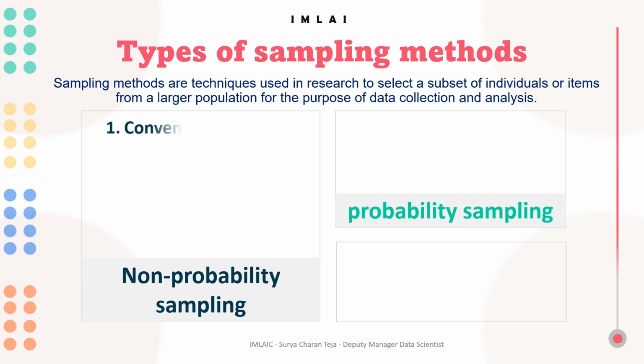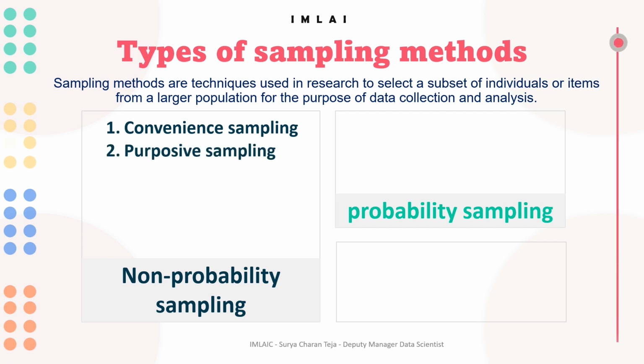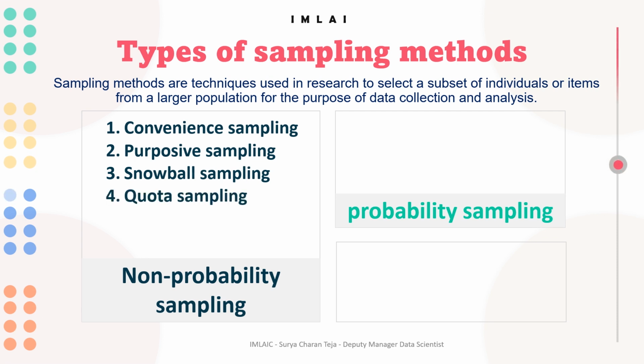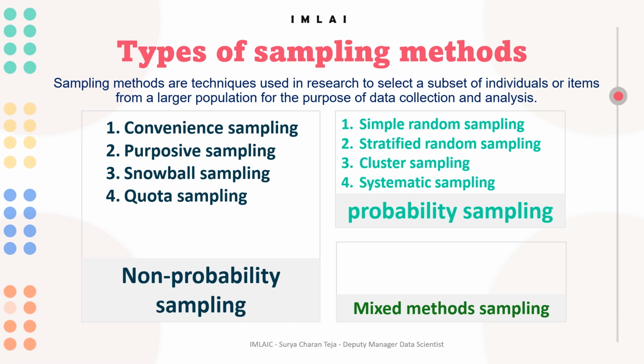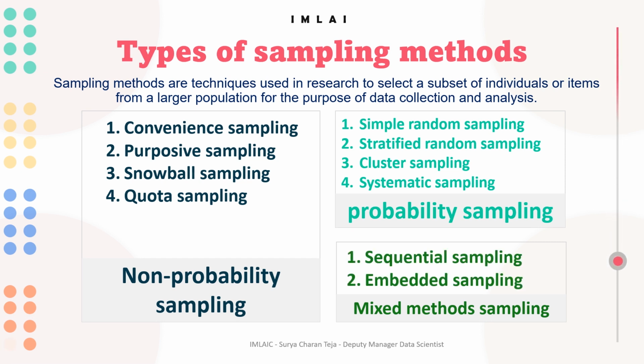In non-probability sampling, we have convenience sampling, purposive sampling, snowball sampling, and quota sampling. In probability sampling, we have simple random sampling, stratified random sampling, cluster sampling, and systematic sampling. In addition to that, we have a third category known as mixed method sampling, which includes sequential sampling and embedded sampling. These are the types of sampling. Now we will look into each type of sampling in depth.